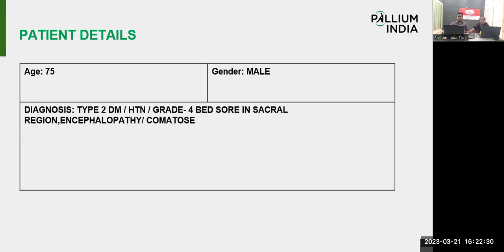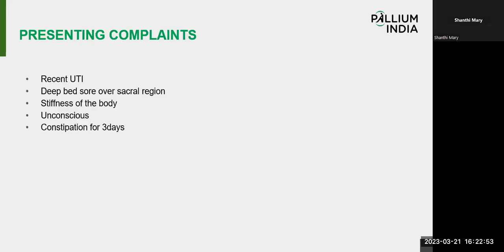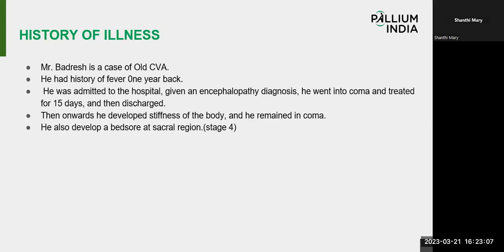Okay. Today I'm going to present the case presentation about the bed sore. The patient age is 75 years, male patient, and the diagnosis type 2 diabetes mellitus, hypertension, grade 4 bed sore in sacral region, encephalopathy, and comatose. Presenting complaints: recent UTI, deep bed sore over sacral region, stiffness of the body, unconscious, constipation for 3 days. History of illness.